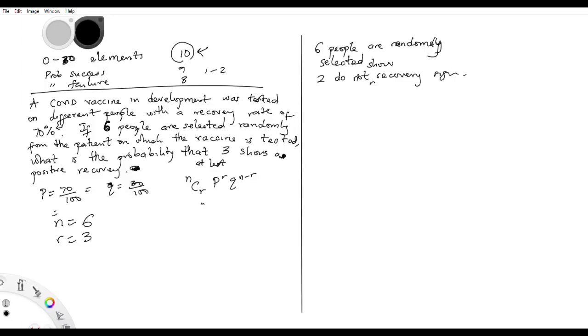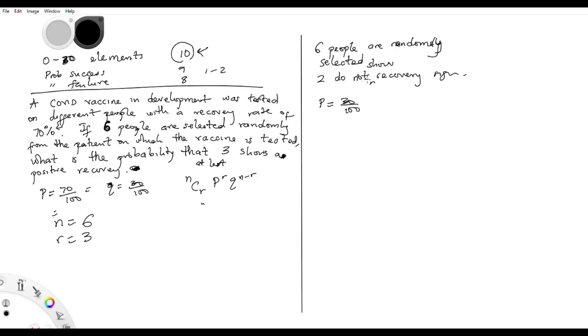So what's the probability? Now you see these two are different. This one is 3 shows, this one is do not show. So in this case, P now is the success of that event. What's the event? Doesn't show recovery sign. So what's the success of not showing recovery signs? That's 30%. It depends on the question. So the success of not showing recovery sign is 30/100.